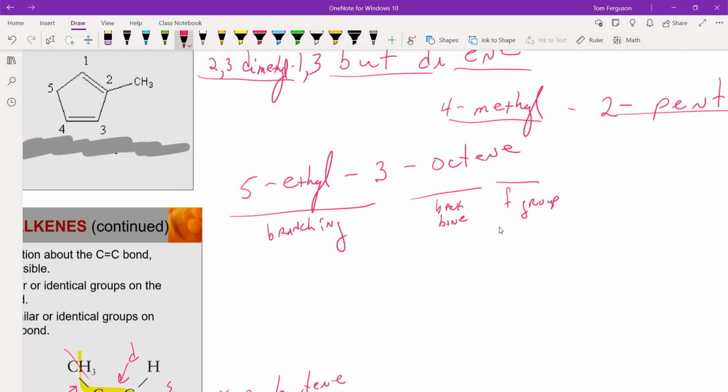So we have a backbone of 8 carbons. We're going to go 1, 2, 3, 4, 5, 6, 7, 8. And it says 3-octene, so 1, 2, 3. That's where the double bond is on the 3rd carbon. That's where it starts. Then we have branching on carbon number 5. 1, 2, 3, 4, 5. And that's an ethyl group. So it's 1 carbon, 2 carbons.